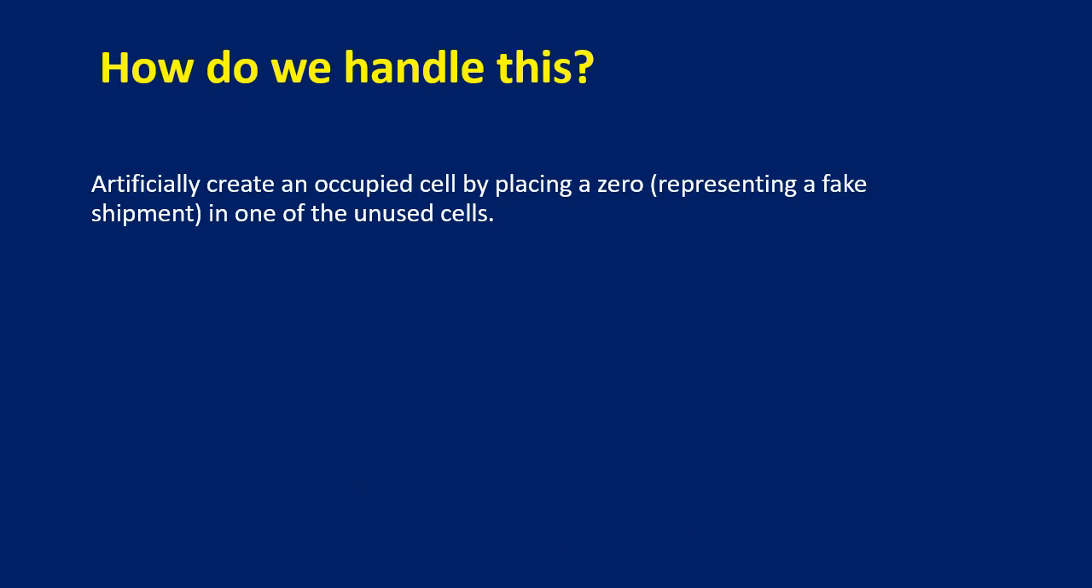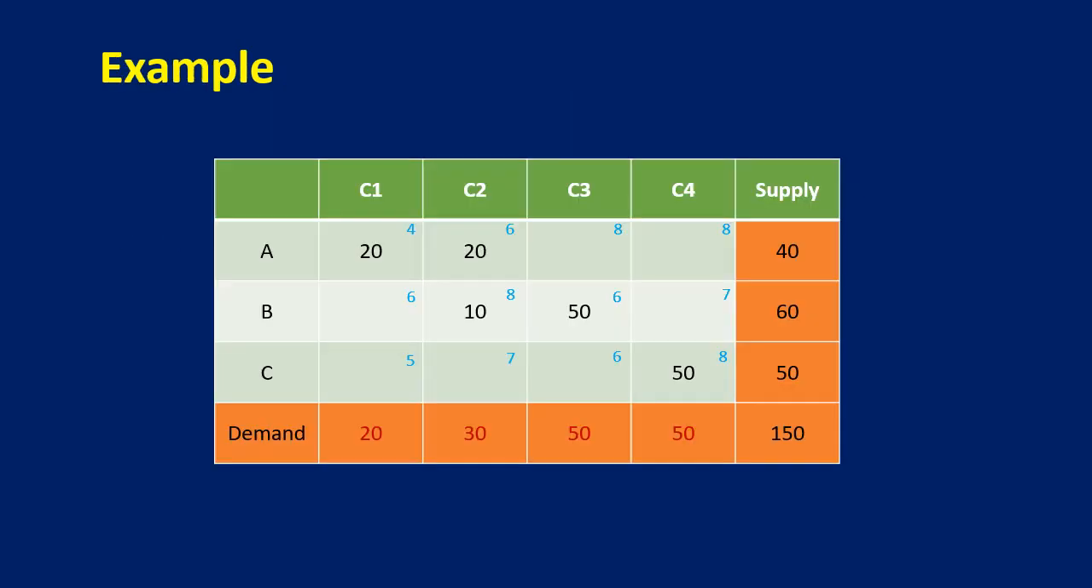So how do we handle degenerate transportation problems? In order to do that, you just have to artificially create an occupied cell by placing a zero, which represents a fake shipment, in one of the unused cells. So let us now solve this degenerate transportation problem.